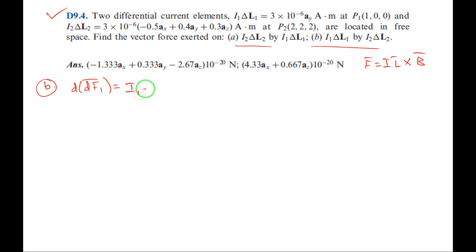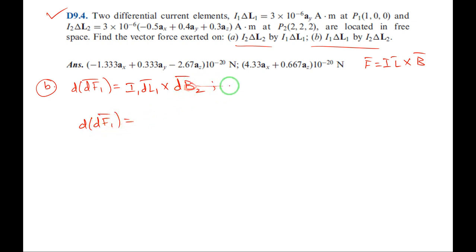So it is I1 dl1 cross dB, which is the source of magnetic field. The source of magnetic field is current element 2, so dB2 will come. I hope this is fine. I1 dl1 cross dB2, because this is the source of magnetic field. We want to find out the force exerted on current element 1 due to the magnetic field from current element 2. I hope if you write this much, the formula itself is over.